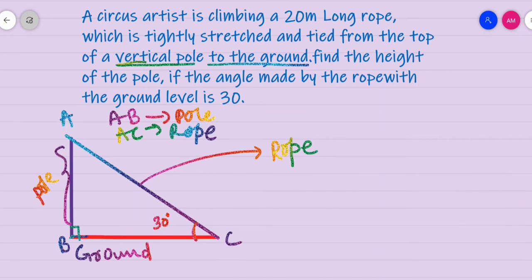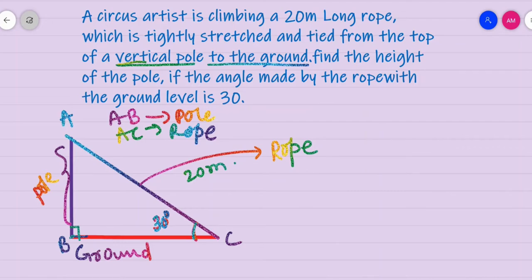What do you know? You know AC. How much is your AC? Your AC is 20 meters. This rope is 20 meters. So you know AC, that means you know the hypotenuse. Now you know this angle C is 30 degree. So you want to calculate AB, because AB is the pole. Now you have to calculate the height of the pole.